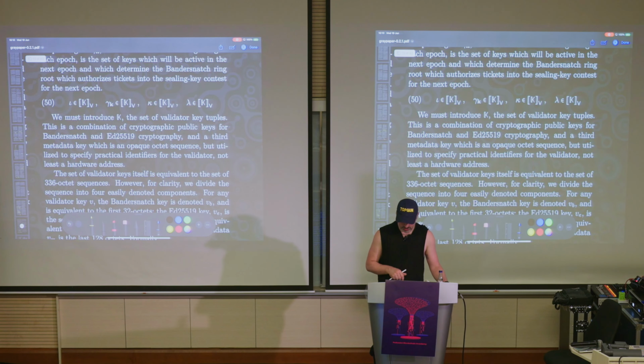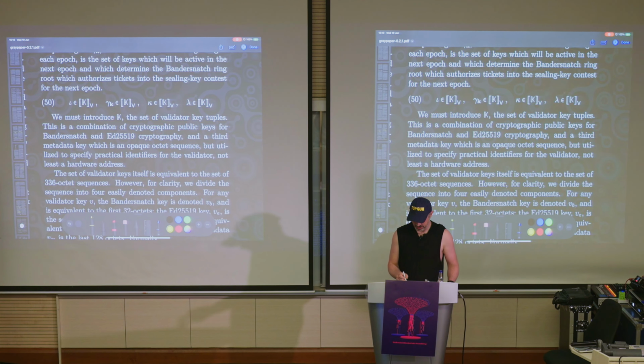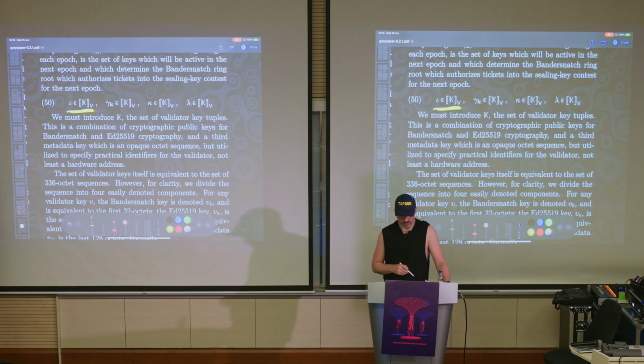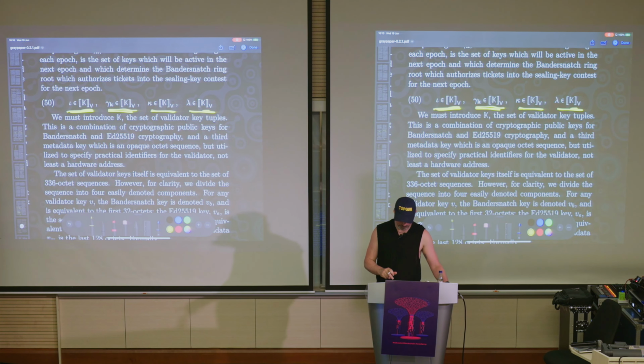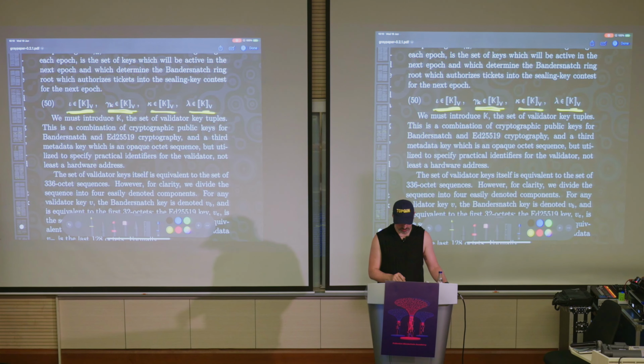Yeah, so as I mentioned before, we have 4 sets of keys. Our staging keys, iota, our pending keys, gamma k, our current keys, kappa, and our previous keys, or most recent previous keys, lambda. All keys, blackboard k, sequence of keys, they're all exactly V length. Sequence V is the number of validators, 1023.